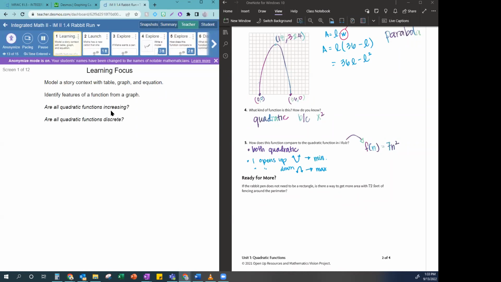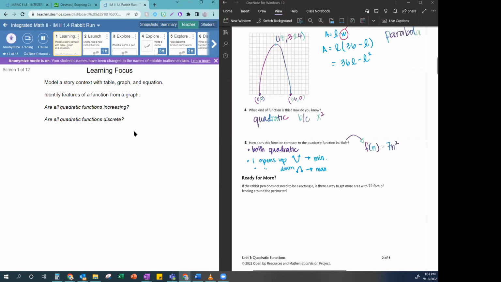The other question that they asked us in the very beginning, I want to bring that up. Are all quadratic functions increasing? Here you can see, Ms. Johnson, it's going up. So yes, and then it goes down here. So the answer here is no, some of them are actually decreasing. This is decreasing here on the right side. Are all quadratic functions discrete? Now discrete here is going to be talking about this function, or kind of.